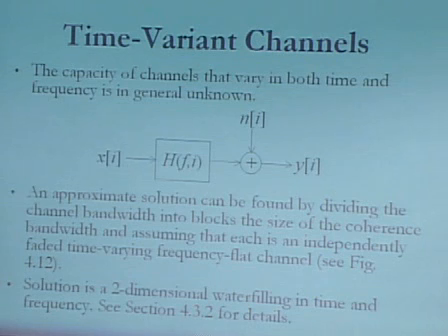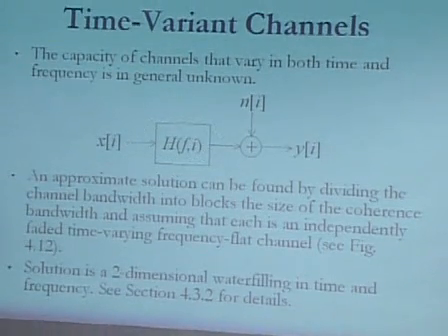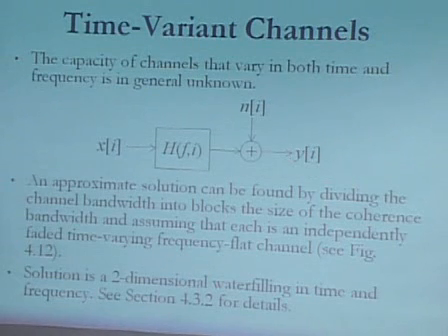So the last thing we're going to see in terms of capacities is these frequency and time varying channels. So now we have channels that vary both in time and in frequency. This is a very tough problem, and it hasn't really been solved yet. But you can approximate the solution pretty well. So we have a signal x of i going through a channel that depends on both frequency and time, contaminated by noise, and into the receiver.